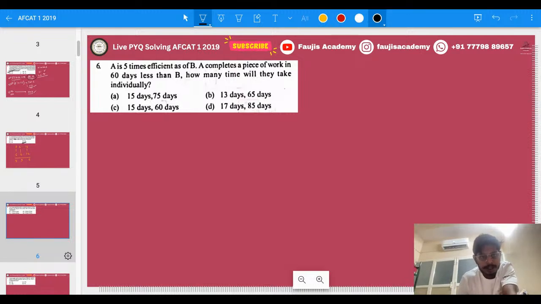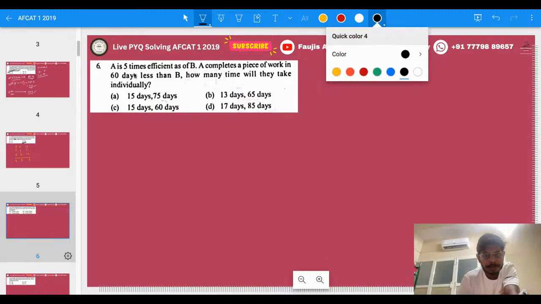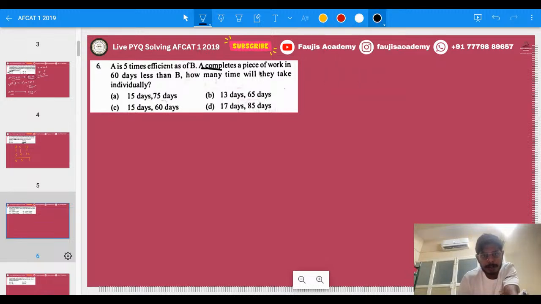If A completes the work in 60 days less than B, that means what? Yes, absolutely. Diksha is right. No other option. If A completes a piece of work in 60 days less than B, that means the difference between them will be 60. Over here, the difference is 60. Over here, the difference is not 60. Over here also, the difference is not 60. Over here also, not 60. Only in option A, the difference is 60.